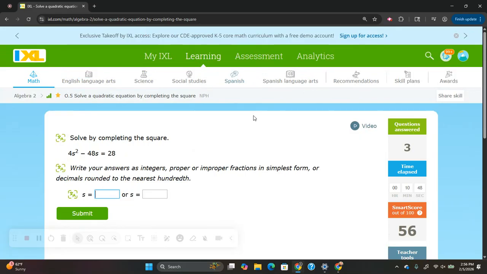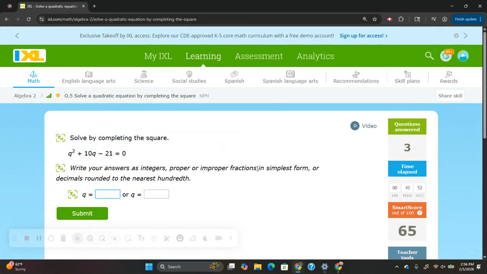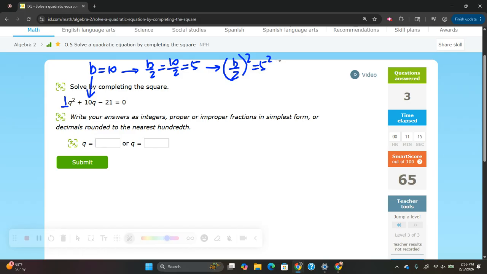Let's do one last one over here and then we're done. The last level. Same thing here. Since this number right here is 1, I can identify the b. The b equals 10. So b over 2 is 10 over 2, which is 5. And then b over 2 squared, 5 squared, is 25.